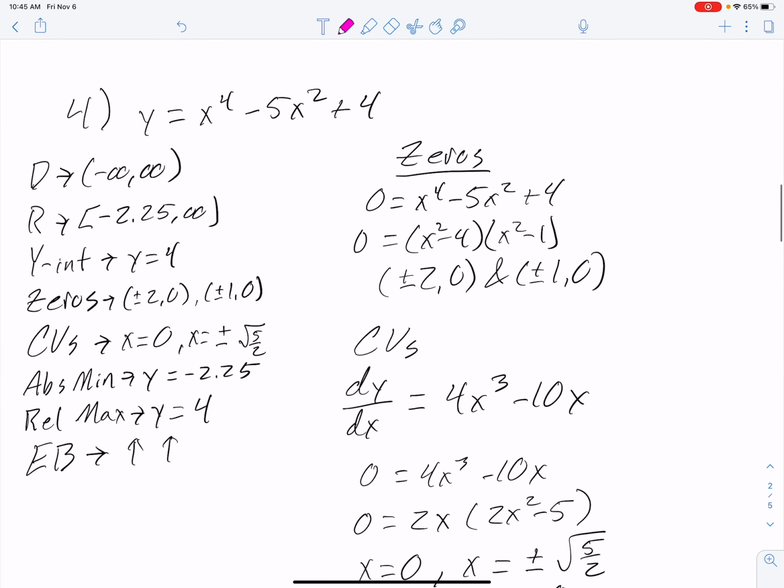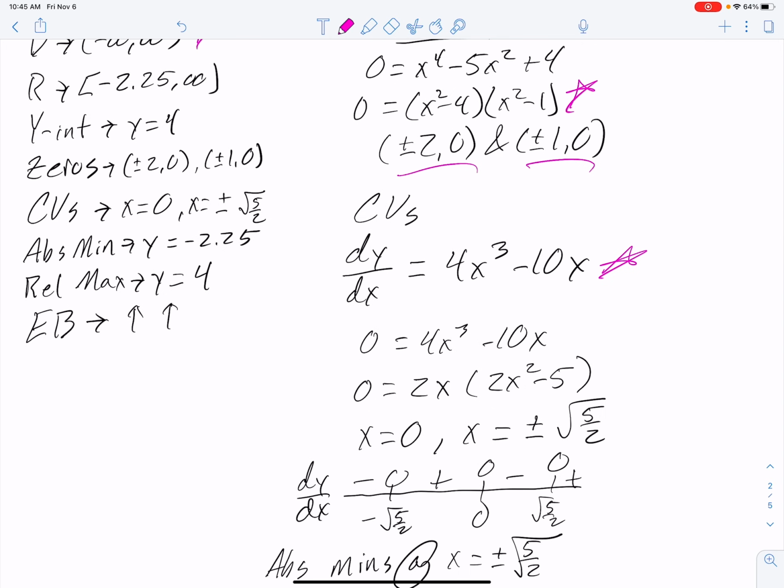All right, number 4. Fourth degree polynomial, so I know my range is going to be defined by either absolute maximum or absolute minimum. Because my lead coefficient is +1, I know my range is going to start at an absolute minimum because my end behavior is going to be up and up. Domain is all real numbers in this chapter. I'm able to factor my original function to get my zeros, so I've got 4 zeros. For critical values, I found my derivative, factored my derivative, and came up with my critical values.